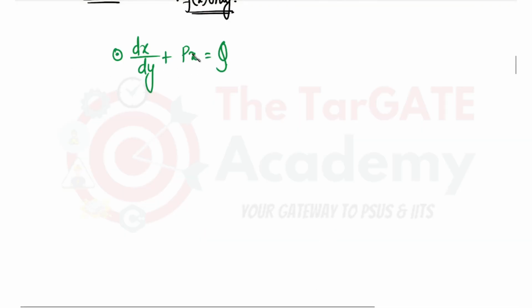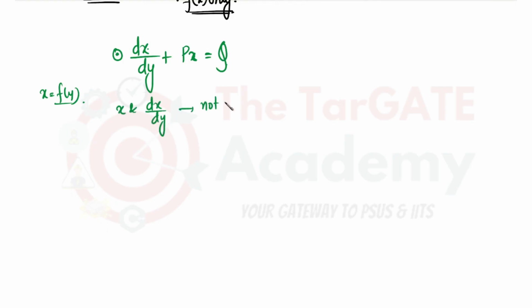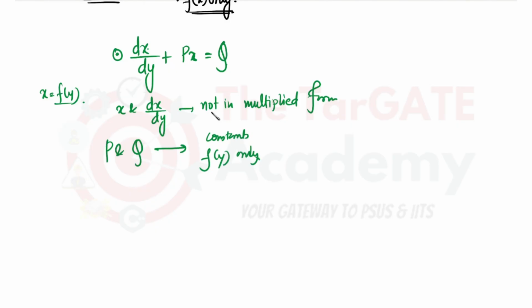So dx by dy plus px is equal to q is one of the ways we represent the differential equation again. Now in this case, x is a function of y. Differentiation of x is taking place with respect to y. So here x and dx by dy are not in multiplied form. P and Q can only be constants or functions of y only. If it comes in this form, is it clear all of you?